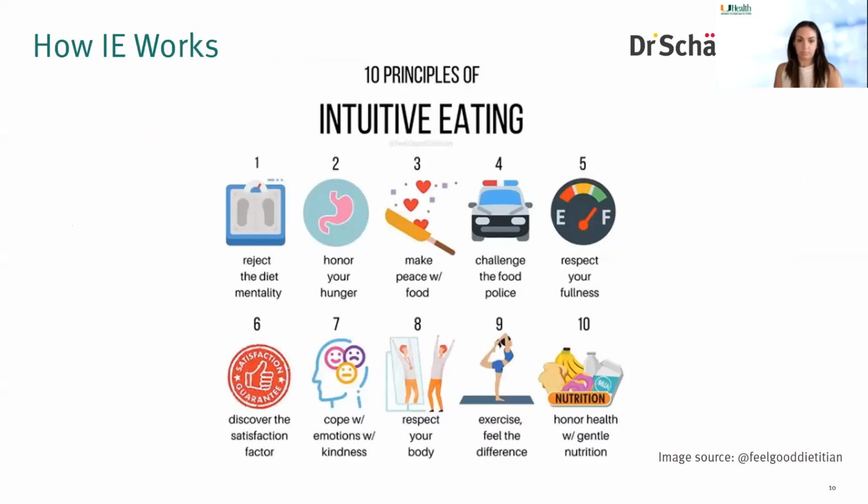And here are the 10 principles which are outlined in the Intuitive Eating book, and they each have their own chapter in the book, so you can get really detailed. Stephanie is going to talk about each of them more deeply, but I do want to just quickly mention them here. So they are: reject the diet mentality, honor your hunger, make peace with food, challenge the food police, respect your fullness, discover the satisfaction factor, cope with emotions with kindness, respect your body, exercise, feel the difference, and honor your health with gentle nutrition.